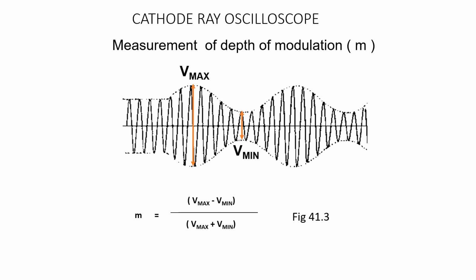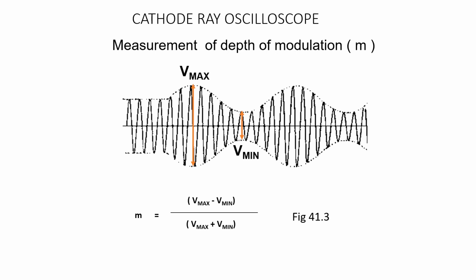You will have two parameters here: Vmax, that is the maximum peak to peak voltage, and Vmin, that is the minimum peak to peak voltage in the waveform. So the modulation index can be calculated by measuring the Vmax and Vmin. Vmax minus Vmin by Vmax plus Vmin gives you the modulation index. And if I need the percentage of modulation index, it is given as M equals Vmax minus Vmin by Vmax plus Vmin into 100. So these are a few applications of a CRO.